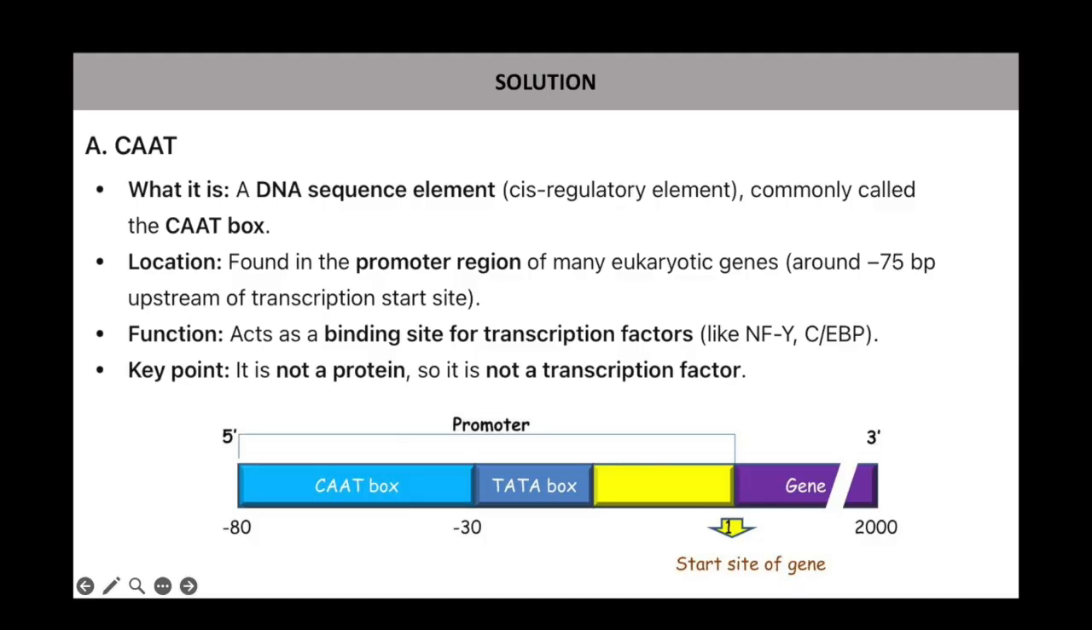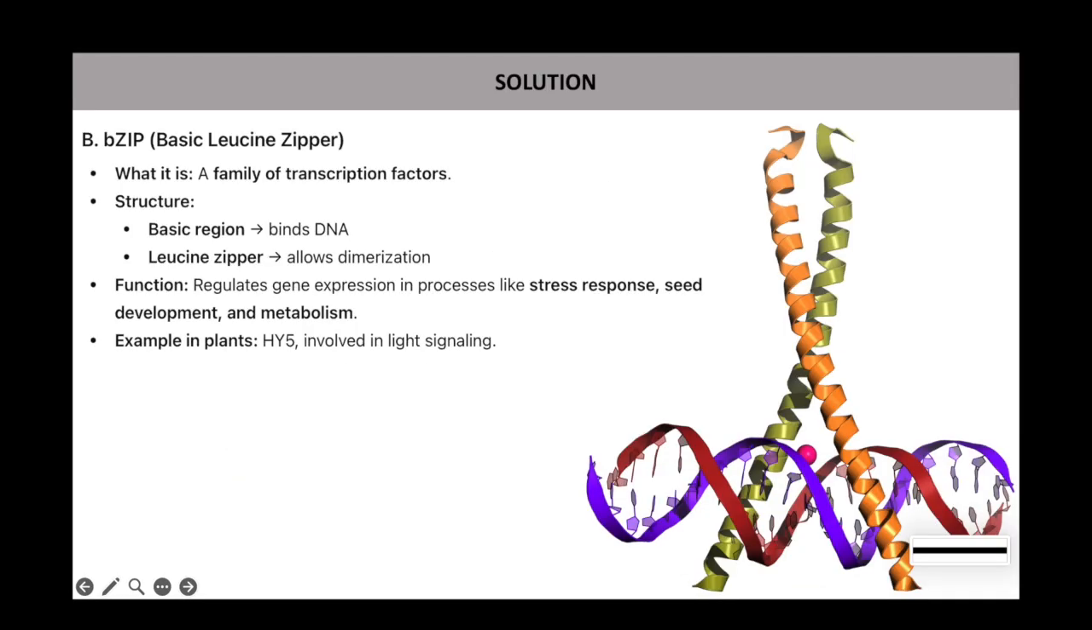Second is bZIP, or basic leucine zipper protein. bZIP belongs to the transcription factor family, and its structure is such that the basic region binds to DNA, and the leucine zipper site allows dimerization. The function of bZIP is to regulate gene expression in processes like stress response, seed development, and metabolism. An example is the HY5 transcription factor, which belongs to the bZIP family and is involved in light signaling.